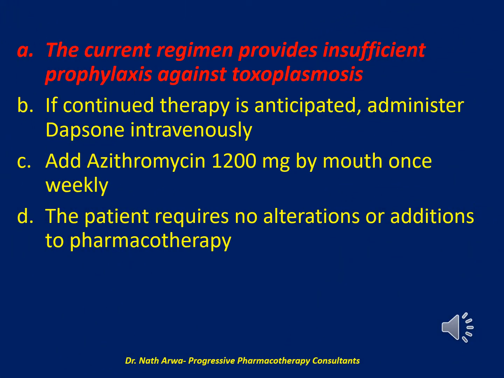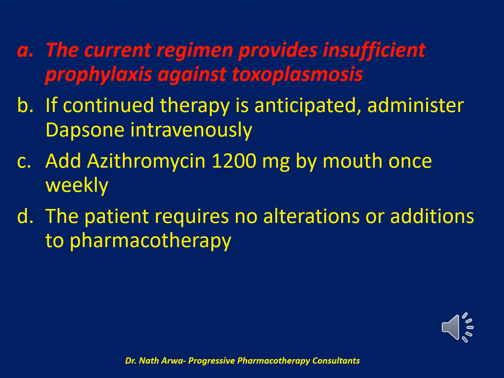And the correct answer is A. The current regimen provides insufficient prophylaxis against toxoplasmosis. This patient's CD4+ cell count is 88 cells per cubic millimeter, placing her at risk of reinfection with PJP and new infection with toxoplasmosis. Because her cell count is less than 100 cells per cubic millimeter, dapsone is being prescribed as prophylaxis in place of trimethoprim-sulfamethoxazole, presumably to avoid a sulfa reaction.